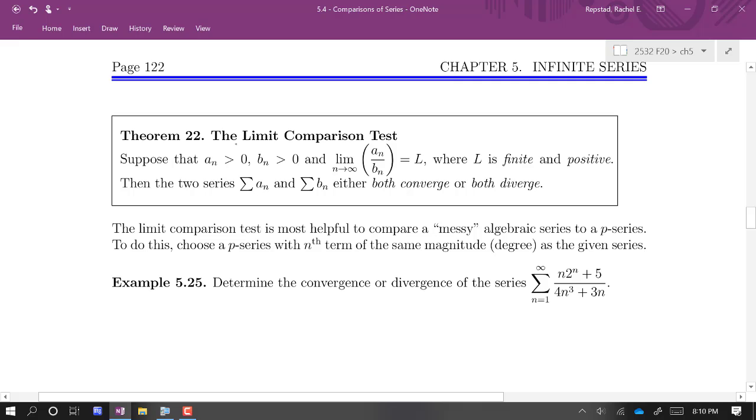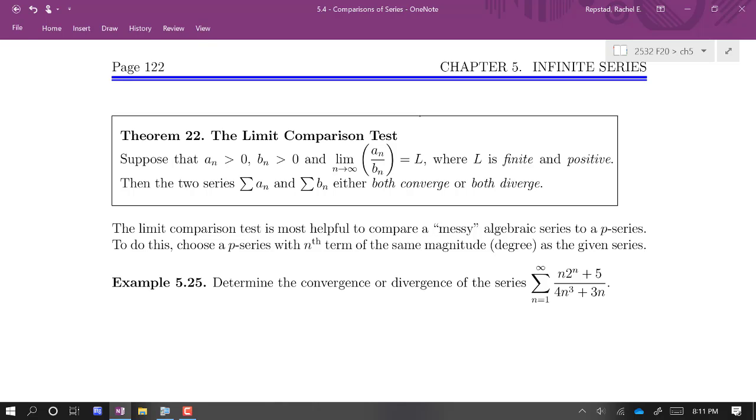So let's say I've got a couple of series. The terms are both non-negative for all terms. If I make a ratio of the corresponding terms in the series, if that limit is finite and positive, then those two series both have to do the same thing. They either both converge or they both diverge. This is a really convenient test for trying to compare a series that might be kind of algebraically messy to a nice simple p-series. And it helps us practice our limit taking skills.